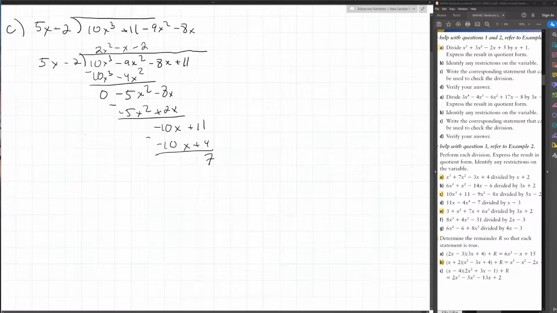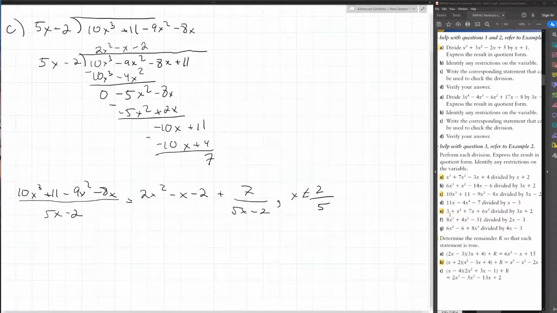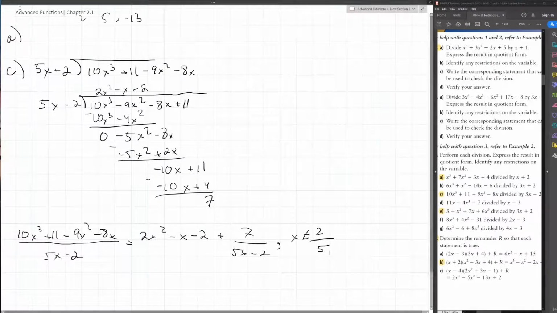So our answer would again be in quotient form, which would be (10x^3 + 11 - 9x^2 - 8x) divided by (5x - 2) is equal to 2x^2 - x - 2 + 7 over 5x - 2, where x cannot equal... well, 5x - 2 cannot equal 0, therefore 5x cannot equal 2, so x cannot equal 2 over 5. Easy. Part E is the exact same question, just reorganize it and follow the same steps I just did.